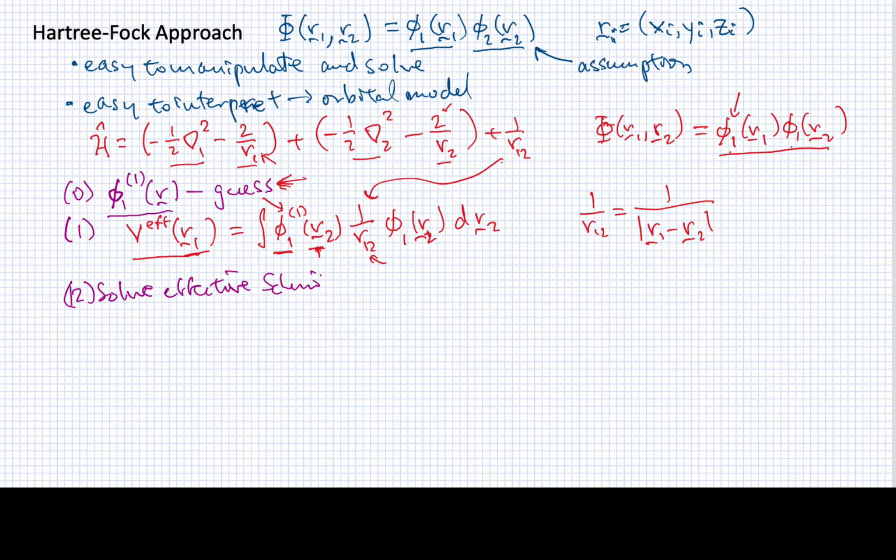And that effective Schrodinger equation is going to use a Hamiltonian that is based on this effective potential. All right, so what does that look like? So what we'll be calculating is the action of our effective Hamiltonian on our wave function, and we're specifically referring to a wave function of the first electron because we've got an effective potential for that first electron.